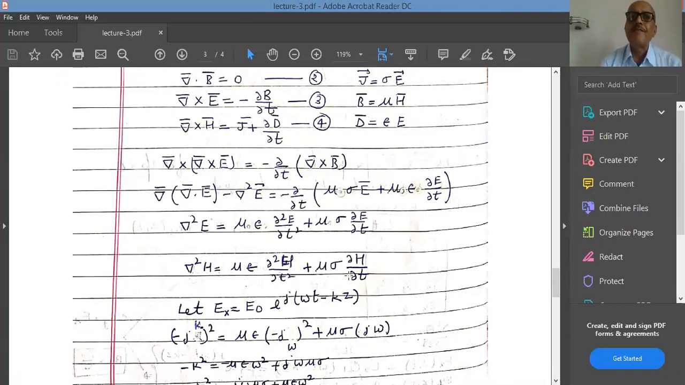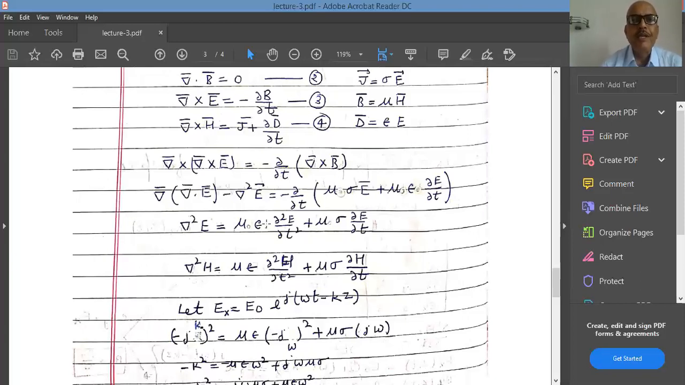Where is the difference? You see that we have an additional term mu into sigma into dE over dt. Suppose we want to switch over to non-conducting media again. You put the value of sigma equal to 0, and you see that we end up with the equation similar to the one that we are supposed to get for a non-conducting media, because if you replace mu and epsilon by mu 0 and epsilon 0, then they correspond to free space.